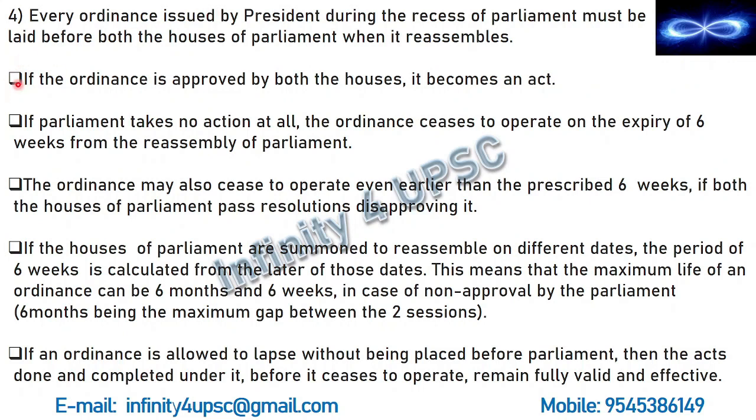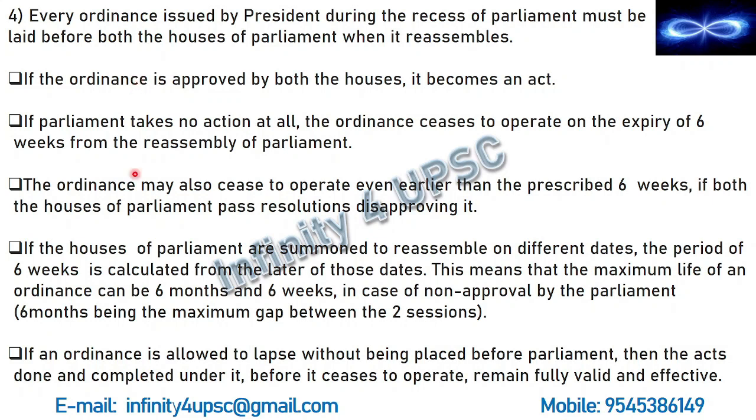Next, the fourth limitation. Every ordinance issued by the President during the recess of Parliament must be laid before both the Houses of Parliament when it reassembles. We have already seen that the President issues an ordinance because one of the houses or both the houses are not in session. That is one thing. Second, we do not have time to debate and for both the houses to approve it and then the President to approve it. All these things will take time. That is the reason we have this ordinance system. So when the Parliament reassembles, that is, when both the houses reassemble, the President has to put the ordinance before them.